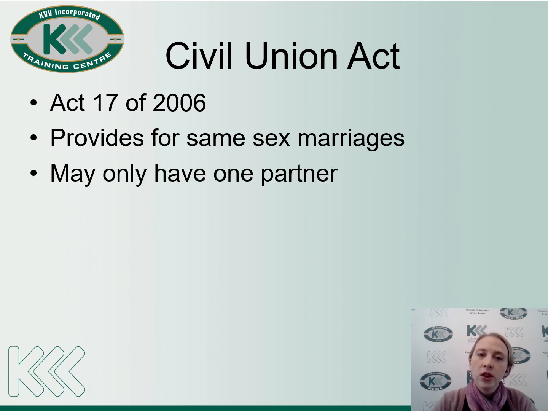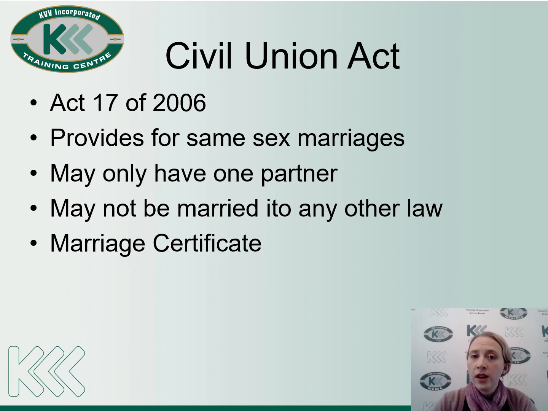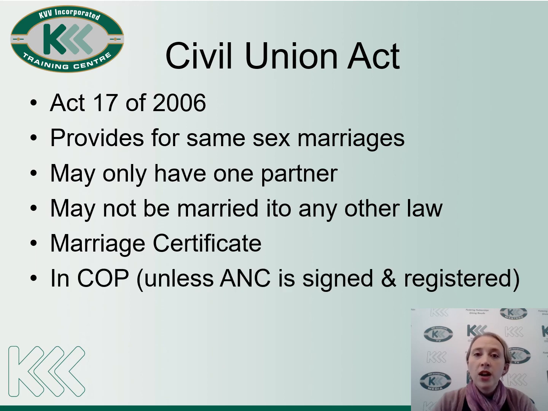In terms of the Civil Union Act, you may only have one partner, and you may not yet be married in terms of any other law before getting married in terms of the Civil Union Act. You will still be issued with a marriage certificate by Home Affairs, and on the certificate it will note that your marriage is in terms of the Civil Union Act and not in terms of the Marriages Act. The marriage will still be in community of property unless an antenuptial contract is signed and registered.